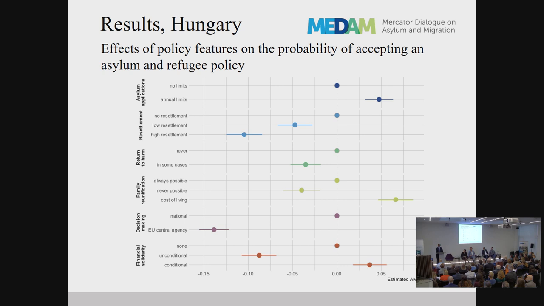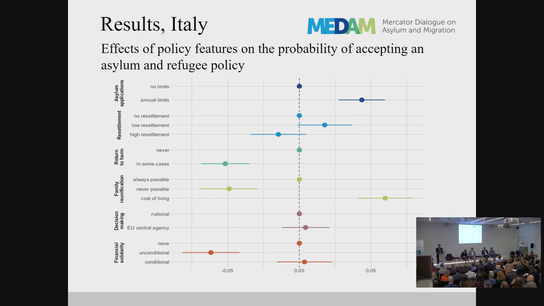Hungary, so we often hear about Hungary. Obviously, the government has a very strong and negative stance towards asylum seekers and refugees. But even in Hungary, we don't find widespread public support for sending people back to dangerous places. We don't find that denying family reunification has a positive impact on policy; it has a negative impact. Where Hungary stands out, and this is perhaps not surprising, is that the involvement of an EU central agency is negative, as in other countries, but the magnitude of the effect is much bigger. So it's strongly negative.